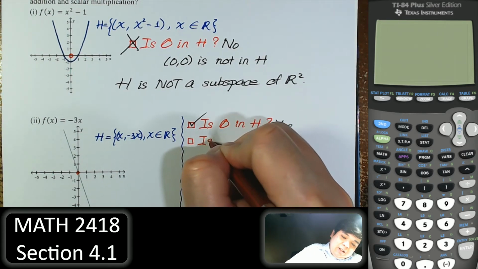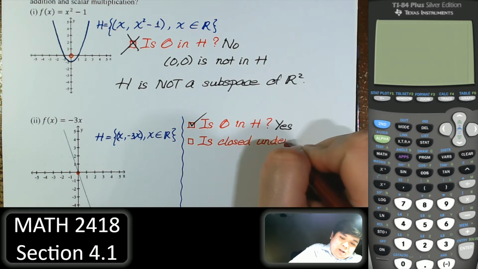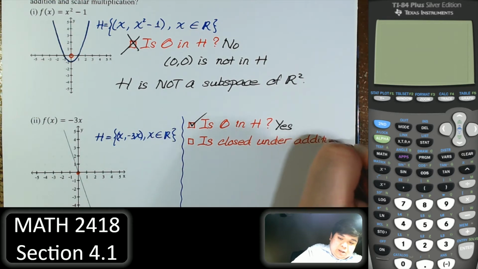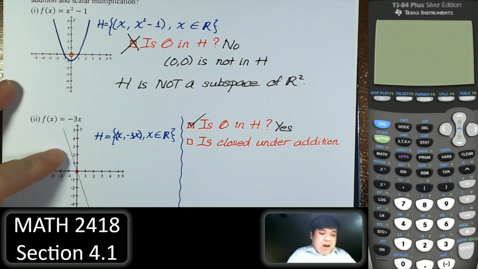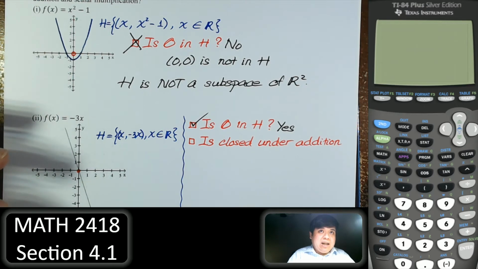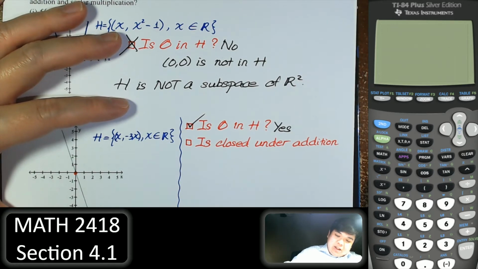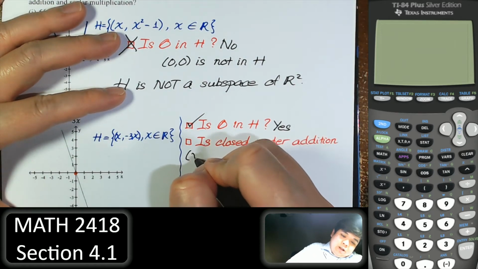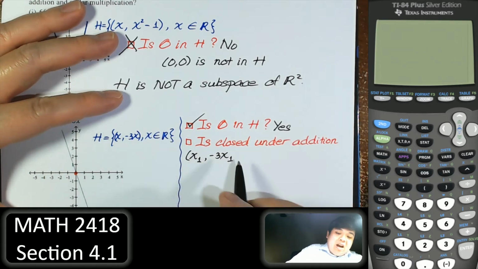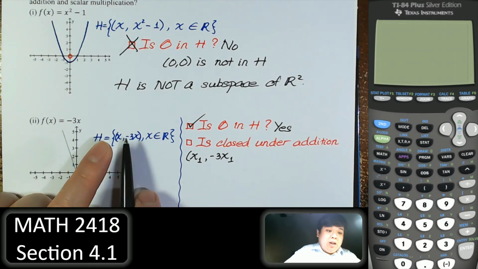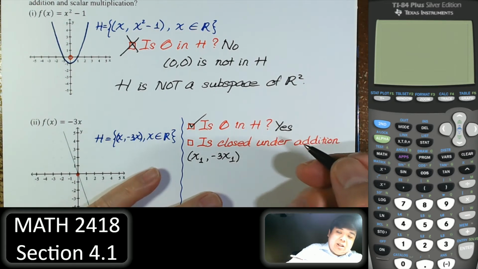Is that closed under addition? So we will pick a point in the graph, pick another point on the graph, and add them to see if we still have the point on the graph. So let's say we have the point x1 and negative 3x1. That definitely will be on the graph because it has this form: the first component and negative 3 times the first component. So this is in H, right?